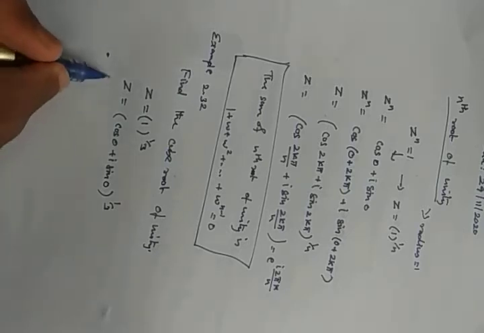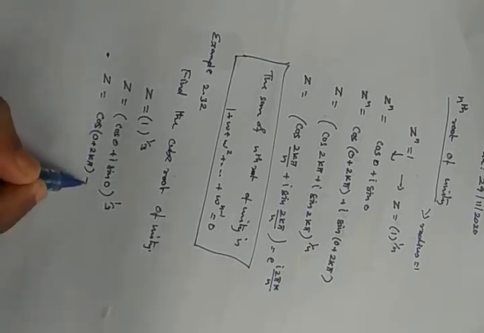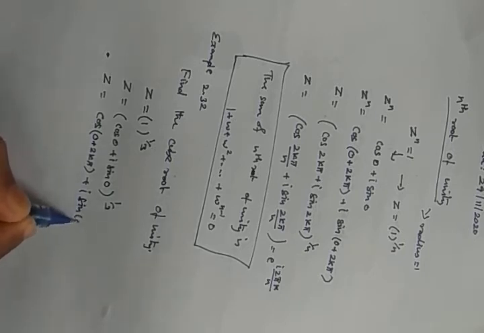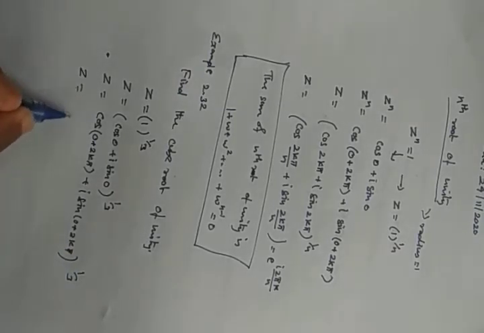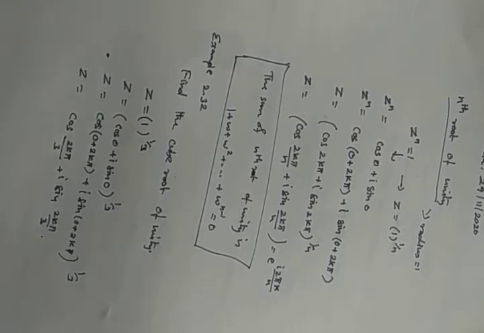So generally, what will z become? (cos(0 + 2kπ) + i sin(0 + 2kπ)) the entire power 1 by 3. So z will become cos((0 + 2kπ)/3) + i sin((0 + 2kπ)/3), that is, 2kπ by 3. This is the cube root equation you have framed here. Okay, so you got the equation.